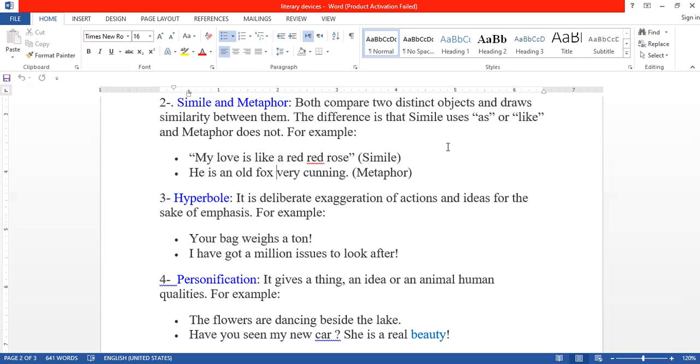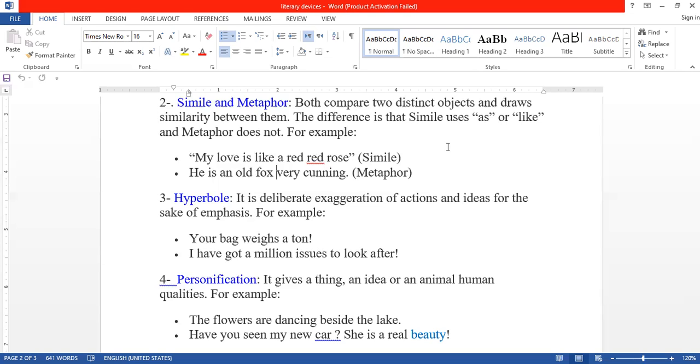Is it clear? Yes, it's clear. So this is what we call metaphor. We compare without the use of as or like. Okay? Okay. Let's continue with hyperbole. Number 3, hyperbole.